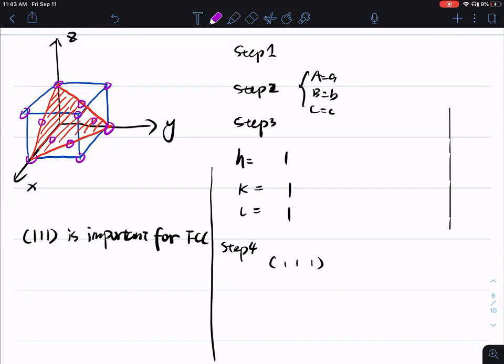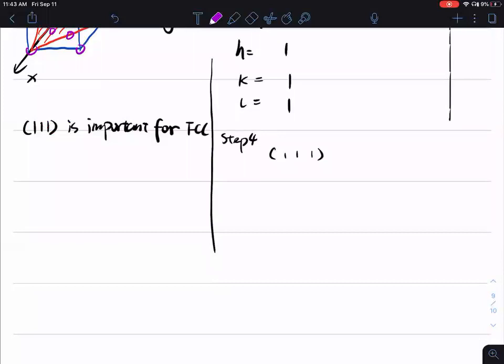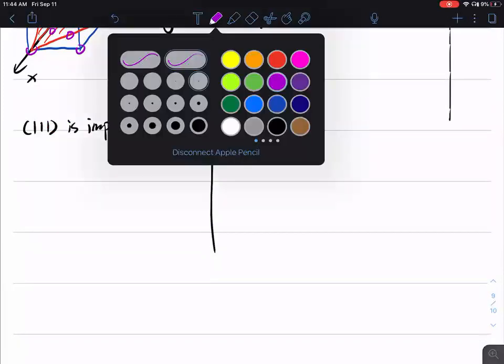If you imagine you have infinite unit cells around this unit cell, that plane will cut through most of the atoms inside the FCC crystal structure. And later on, I'm going to talk about plane densities. On that plane (111), it has the highest plane density. It can give some very special mechanical properties. But here, just remember, the 111 direction is important for FCC.